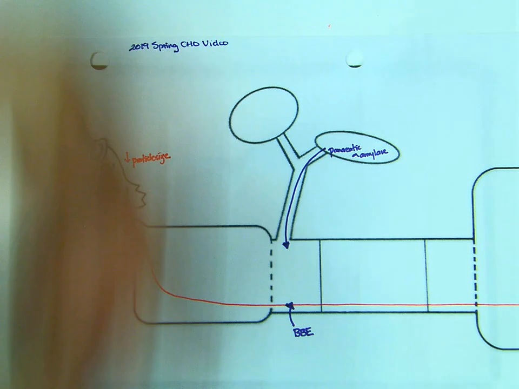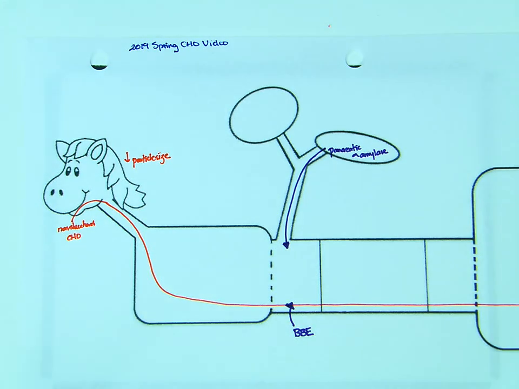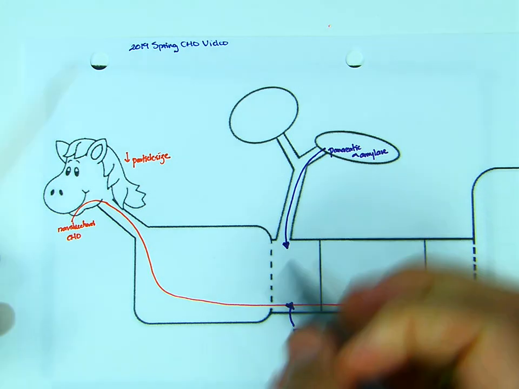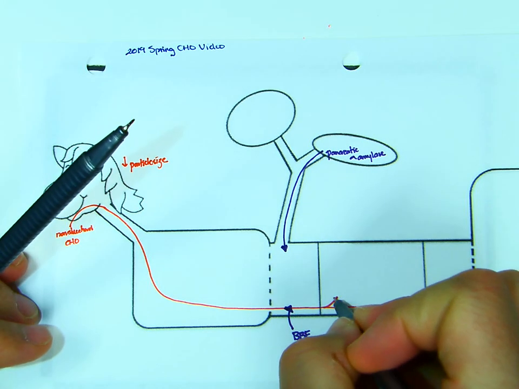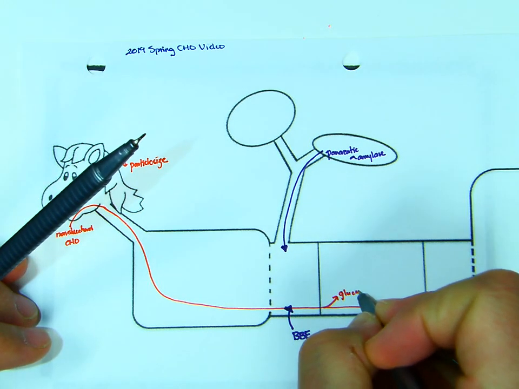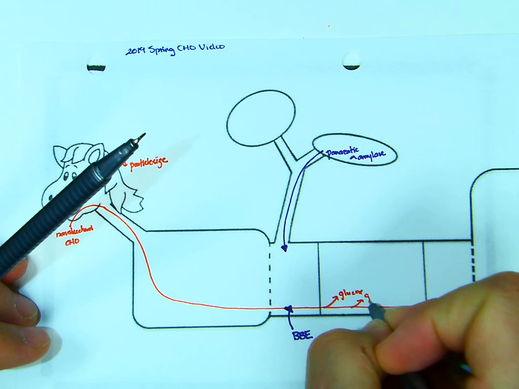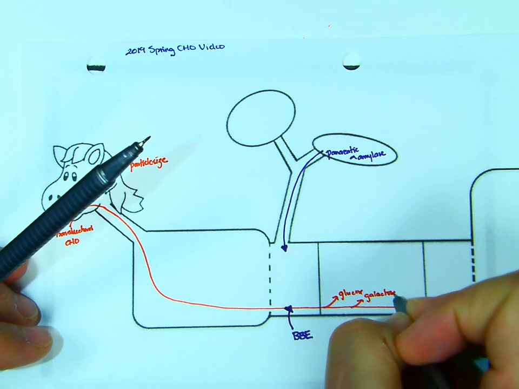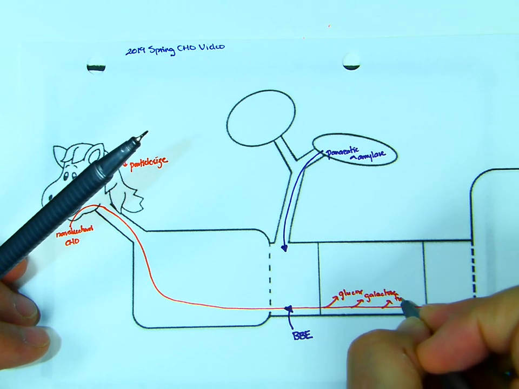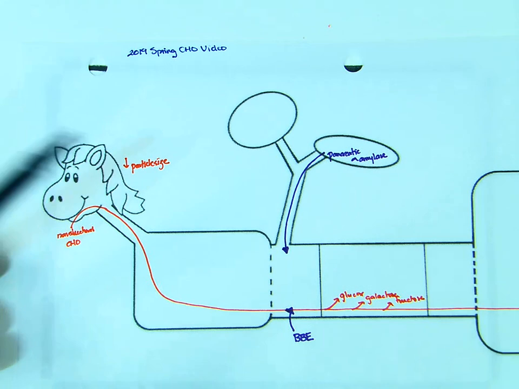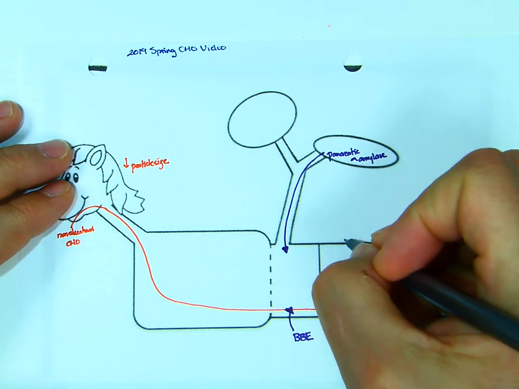And then the small intestine will be releasing glucose, galactose if it's nursing, and fructose. Those three will be absorbed. We'll draw an enterocyte.